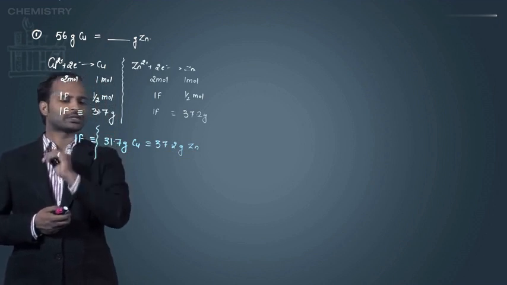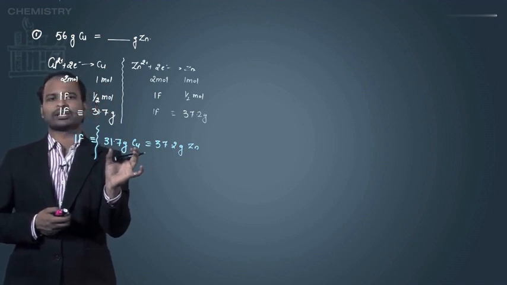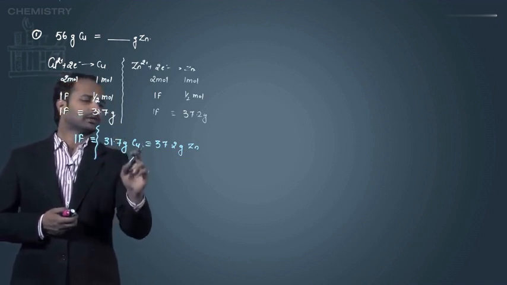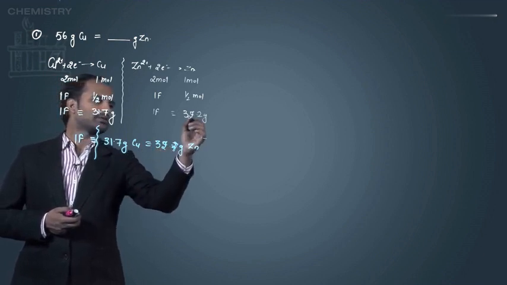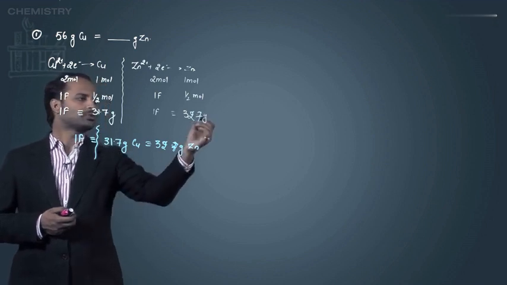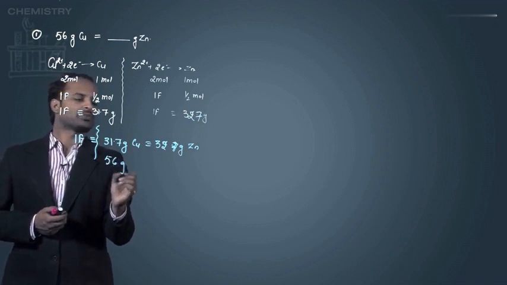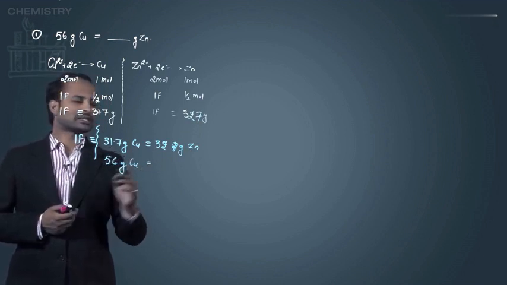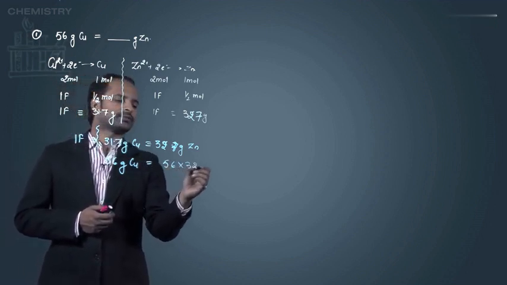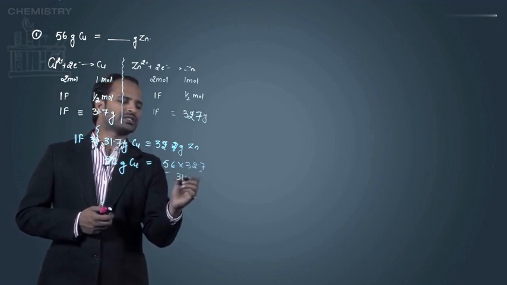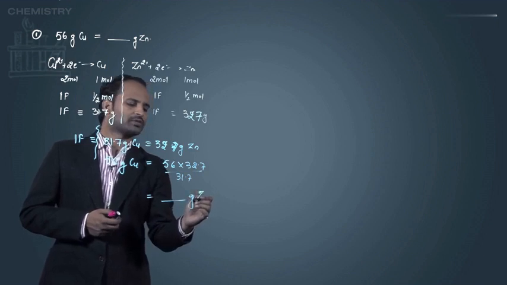Now let us consider this part only. When 31.7 gram of copper is produced in the first cell, at the same time 32.7 gram of zinc will be produced in the other container. So if 56 gram of copper is produced in the first electrolytic cell, how much zinc will be produced? Cross multiply: 56 into 32.7 upon 31.7. The answer is going to be slightly greater than 56.